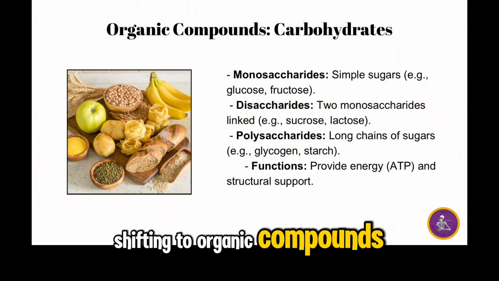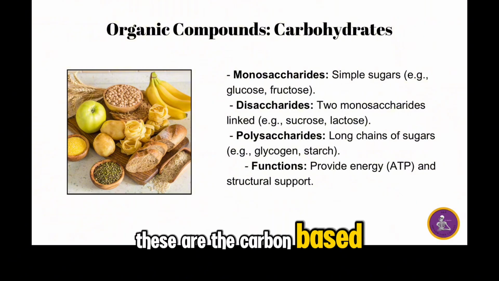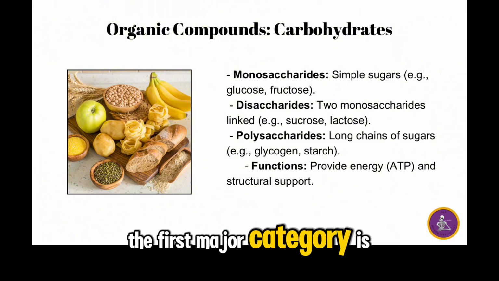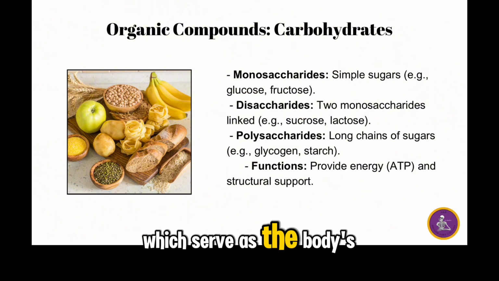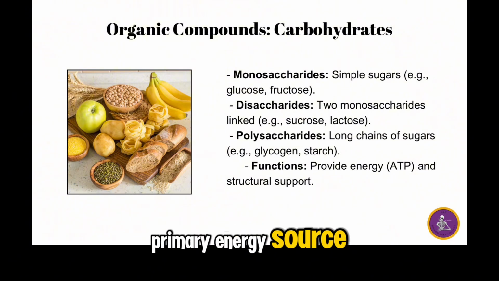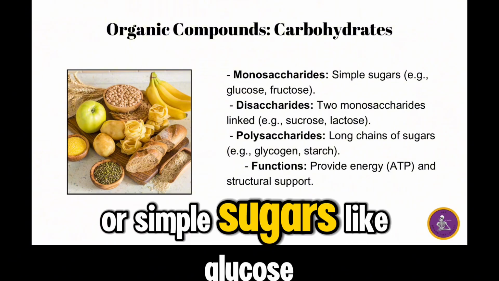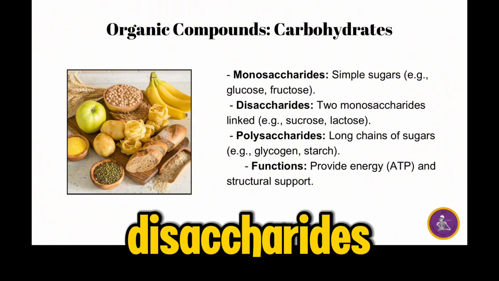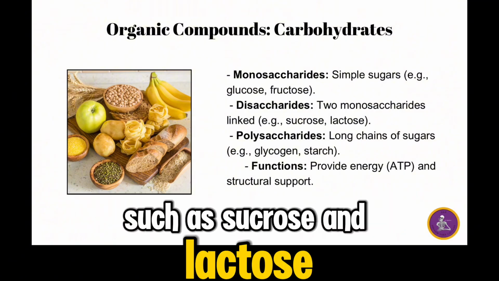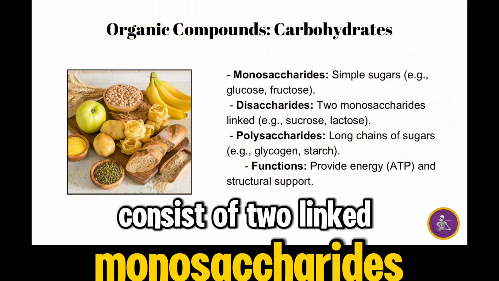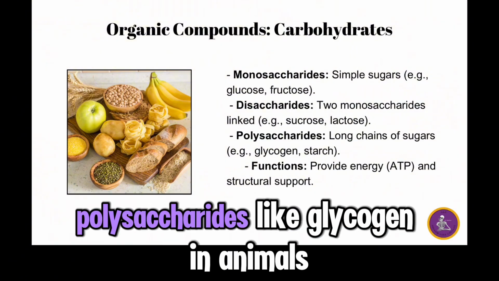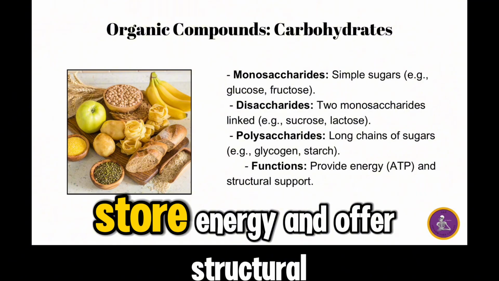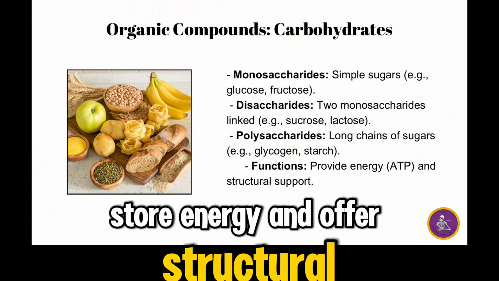Shifting to organic compounds, these are the carbon-based molecules that form the backbone of life. The first major category is carbohydrates, which serve as the body's primary energy source. Monosaccharides, or simple sugars like glucose and fructose, provide quick energy. Disaccharides, such as sucrose and lactose, consist of two linked monosaccharides. Polysaccharides, like glycogen in animals and starch in plants, store energy and offer structural support.